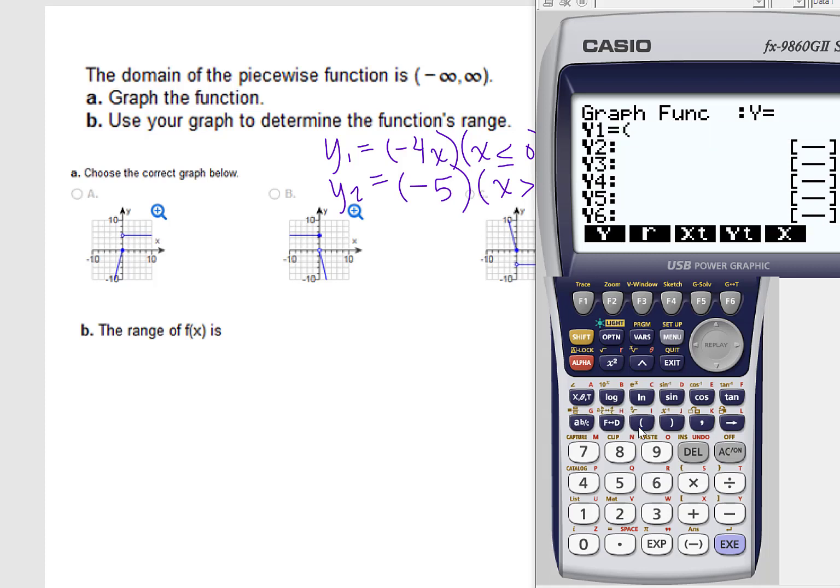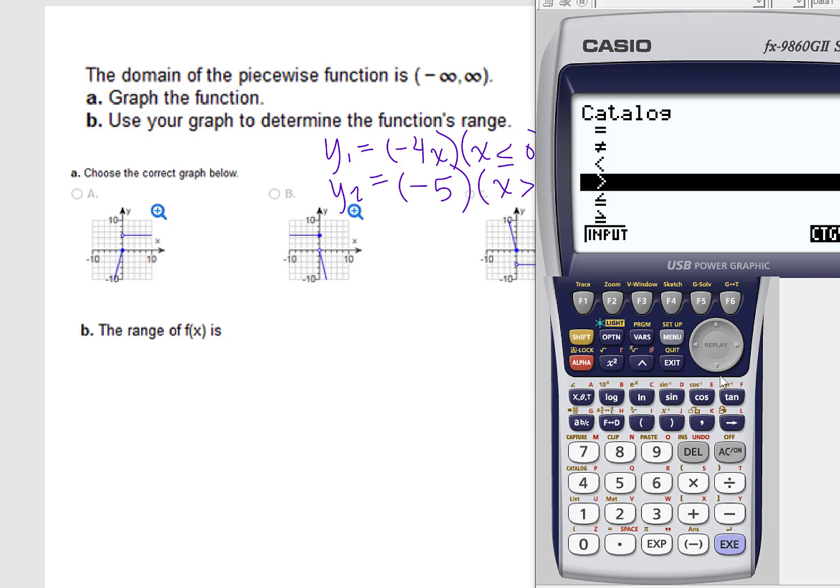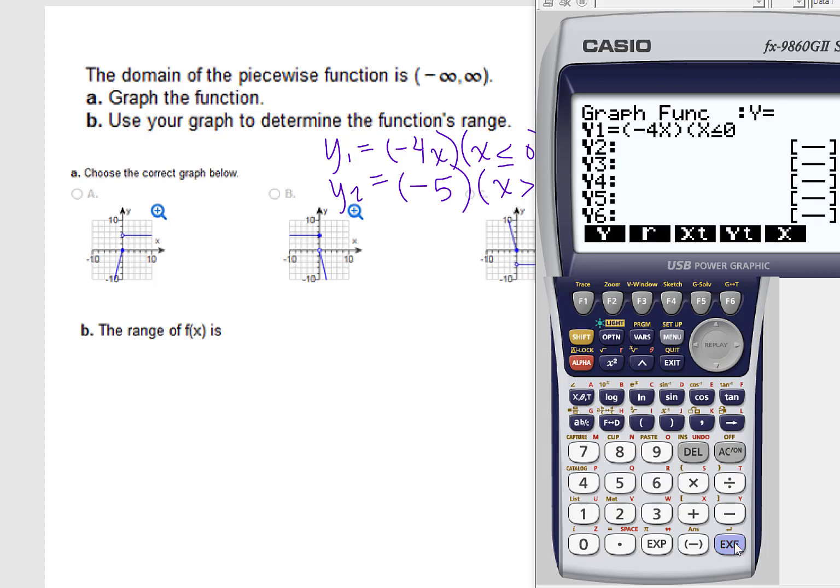So -4x if x is less than or equal to 0, and then -5 if x is greater than 0.